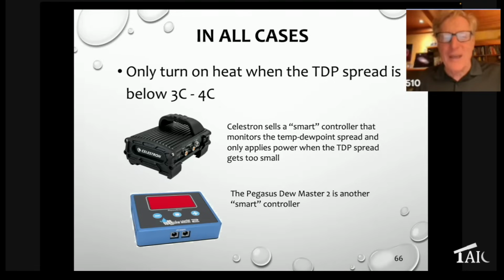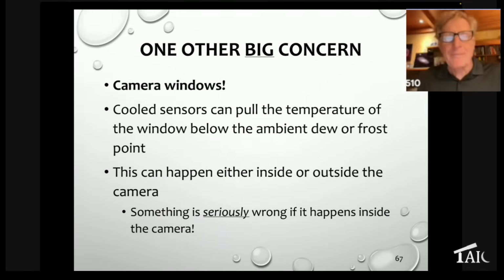It measures the temperature, and it measures the humidity, and it calculates the temperature dew point spread, and it comes on at the appropriate time. So I give them big thumbs up. They produced a really good controller. I understand that the Pegasus DewMaster 2 is another smart controller that will do the same thing. You can plug in the appropriate sensors. There may be other ones out there that I'm not aware of, but these are the two that I am aware of. Or you can make your own. They're a lot of fun to make.